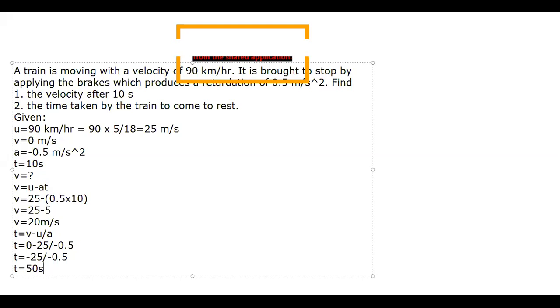Getting it, bachcha log? Yes, sir. Let's start with the next numerical. I hope you had copied it. Yes, I hope you had copied it, beta. Yes, sir. So let's start with the next one now. Write down.